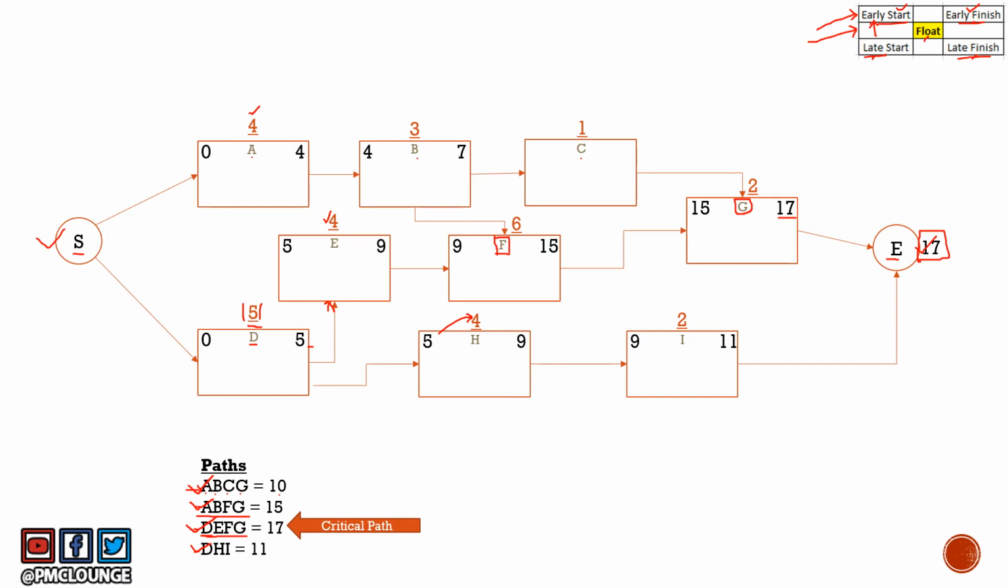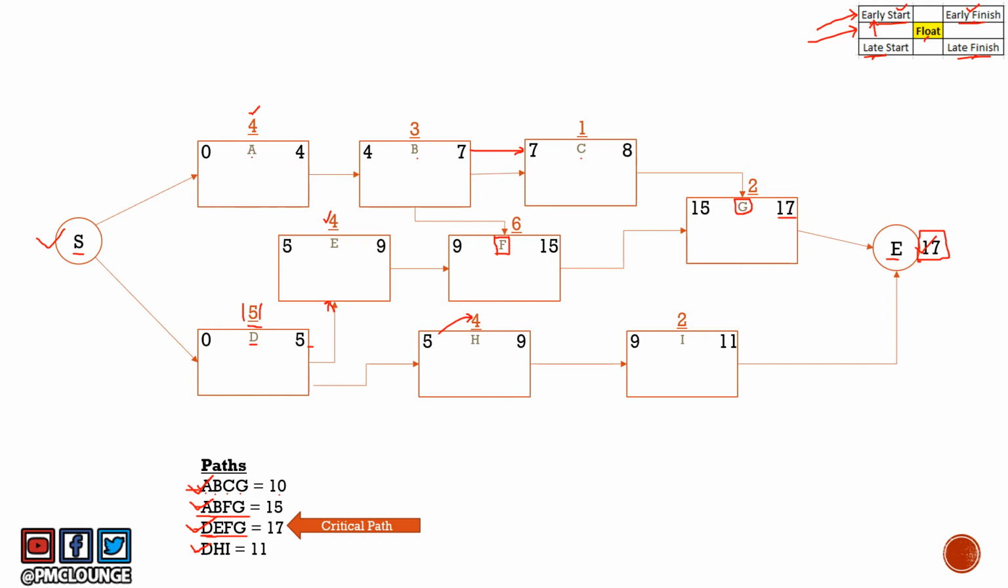So in ABCG, you'll see that activity A and B already have the early start and early finish calculated. C can begin at 7, right? Because B was ending at 7. So C begins at 7, has a duration of 1, so ends at 8. And then G is already calculated, so we will not touch it again. So you have the early start and early finish for all the activities in this network diagram.